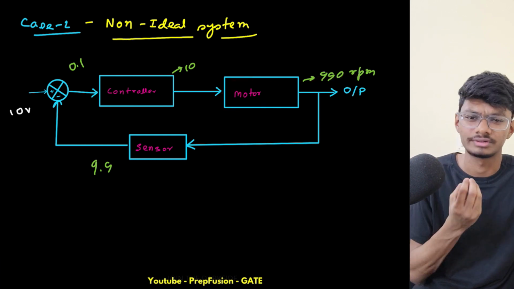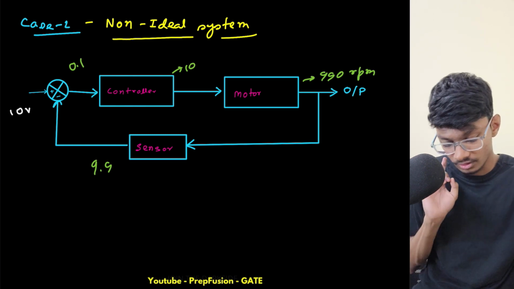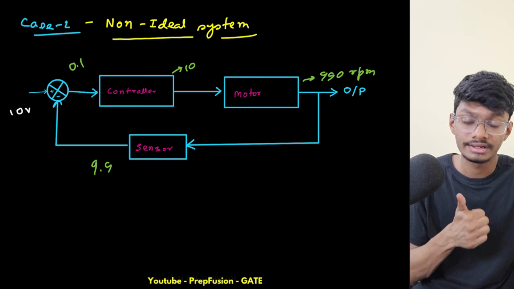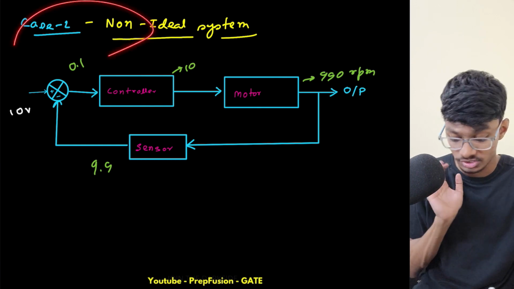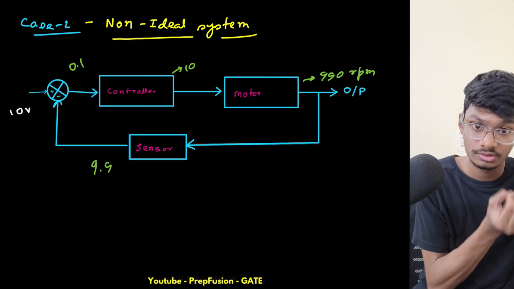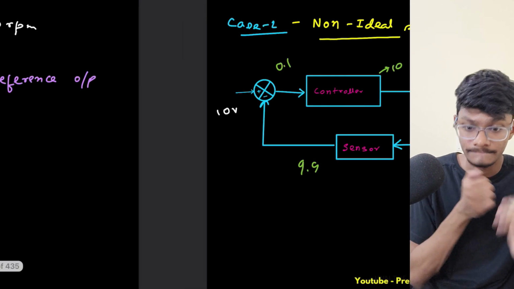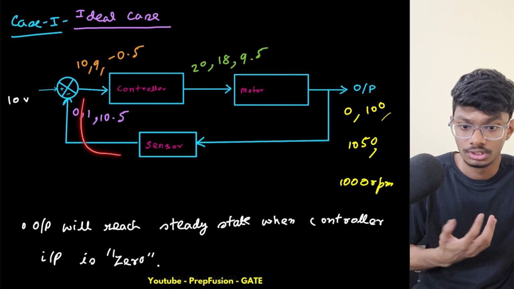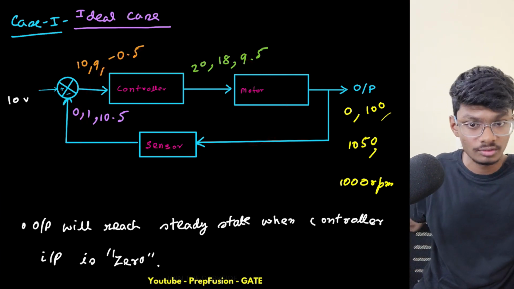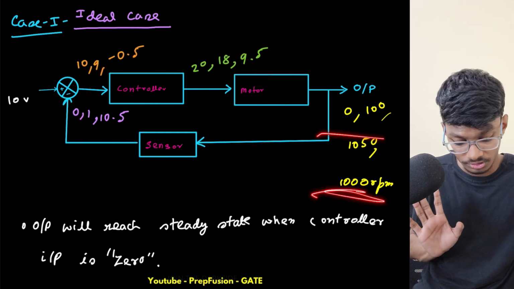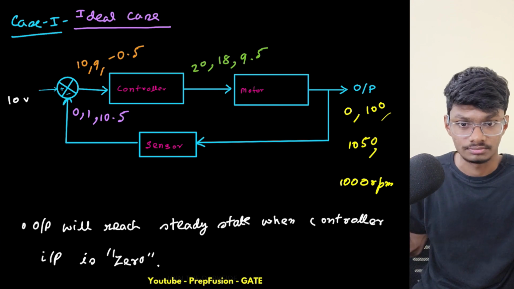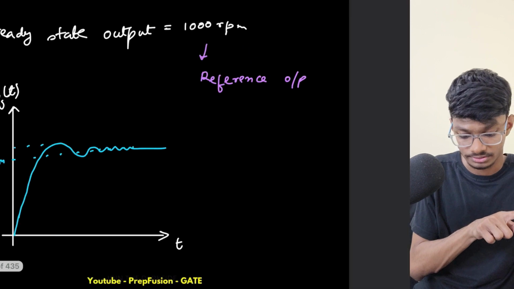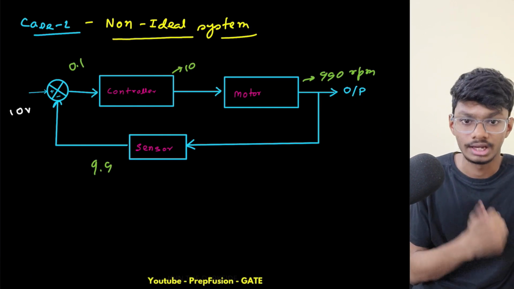Due to friction, whatever. So what is this 990 called? This has reached steady state. This 990 is called the actual output. Practically, in the system I am currently using, it is the actual output that I am getting. And this output was the reference output in case of an ideal system. So one year before, I used to get 1000 rpm in an ideal system. Now one year after, when I run the control system, I am getting 990 rpm.